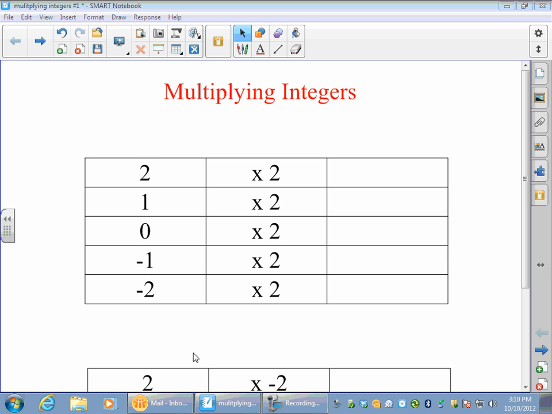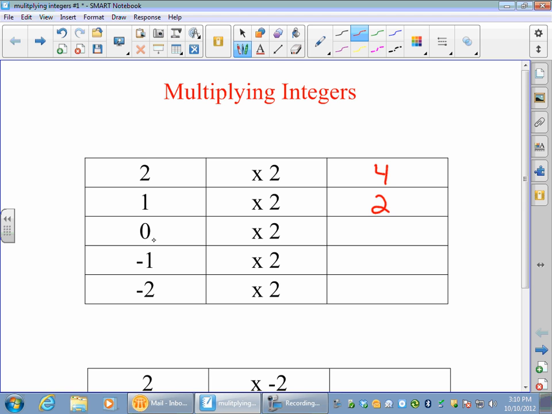All right. I have this chart. Let's fill this chart in. I'm doing 2 times 2, which we all know is 4. Then 1 times 2 is 2, and 0 times 2 is 0. Now, we might not know what negative 1 times 2 is, but we can get it by looking through these answers. You can see we have a pattern going. It went down by 2 there, and down by 2 there. So we should probably go down by 2 again, which would give us negative 2. And then negative 2 times 2, it should go down by 2 again, and that gives us negative 4.